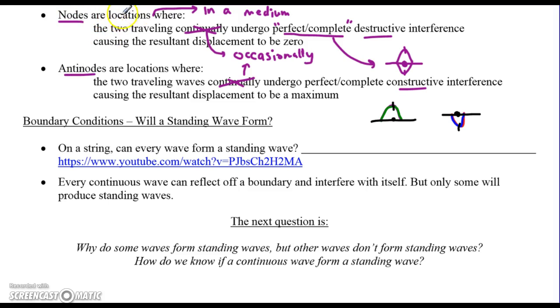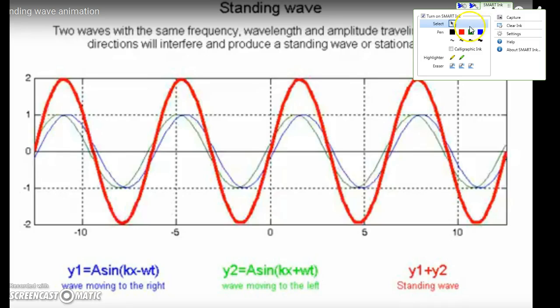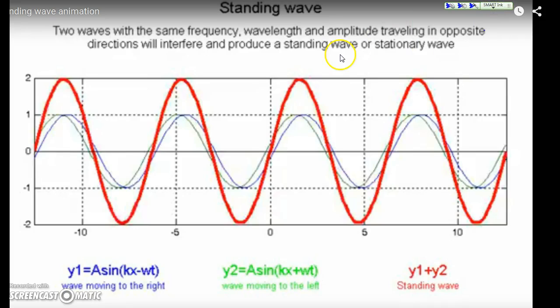nodes are the locations where there is occasionally complete, perfect destructive interference. Antinodes are the locations where there's occasionally perfect or complete constructive interference. So as the last thing that we do, we're going to check and see whether the statements we wrote down are actually true for nodes and antinodes.